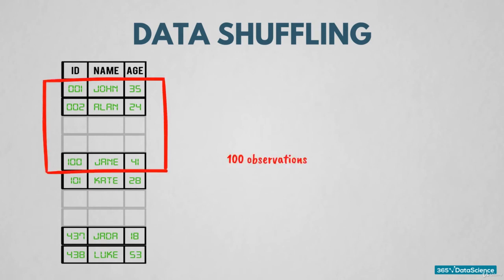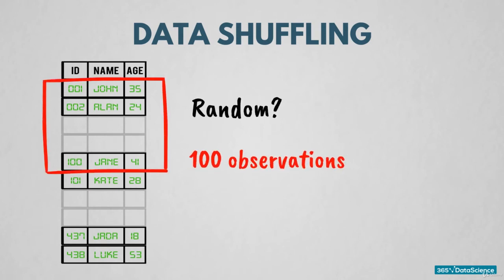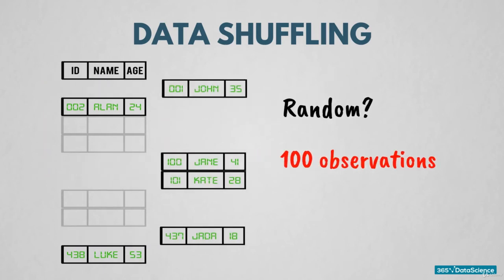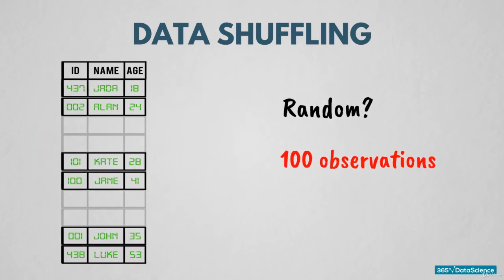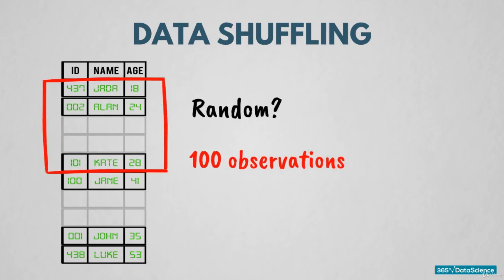If I take the first 100 observations from the dataset, that's not a random sample. Observations that were entered first would be the first to be extracted. If I shuffle the data, I am sure that when I take 100 consecutive entries, they'll be random and most likely representative.